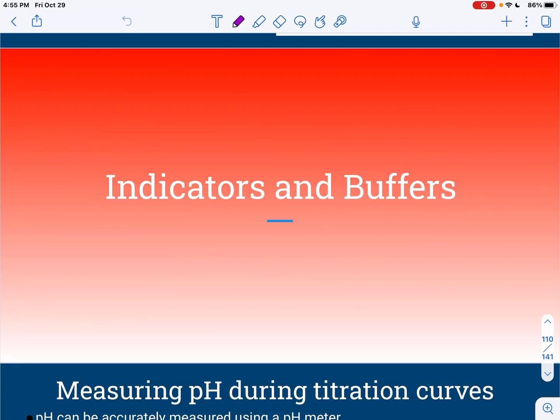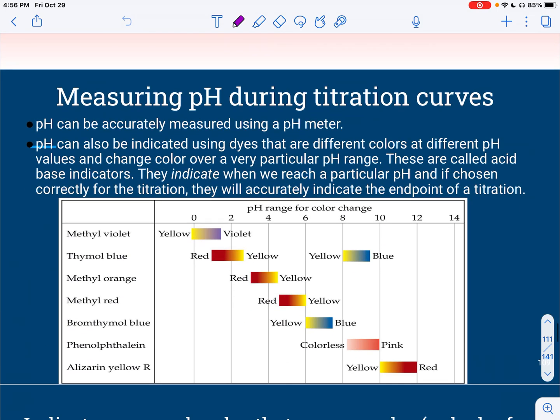All right, this video is going to be about indicators and buffers. There's not a ton to say about indicators. We'll go over what they are, do a little bit of work with them, but we're mostly going to focus on buffers. So indicators can do a bunch of different things, okay?